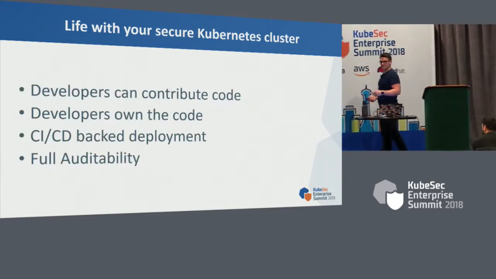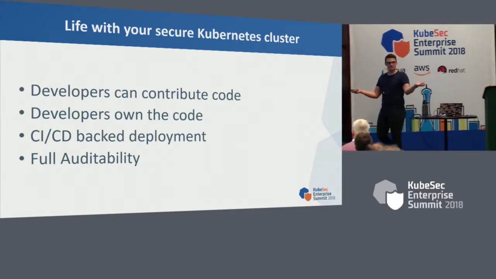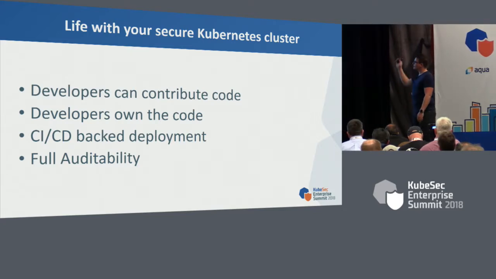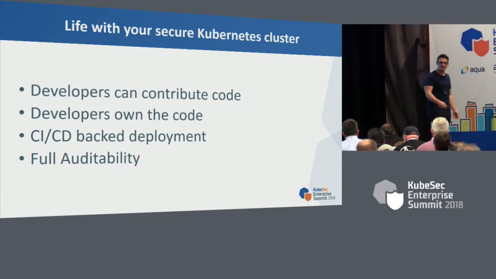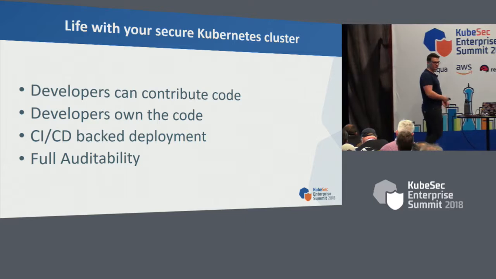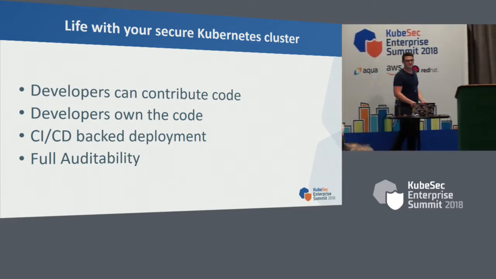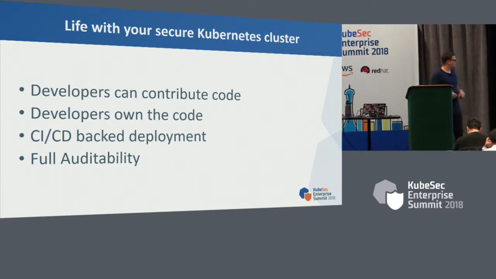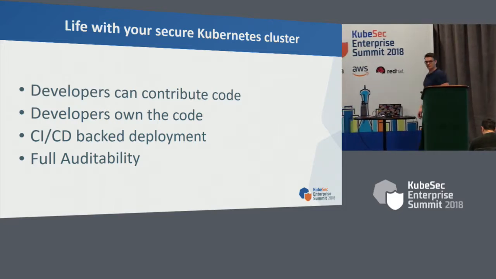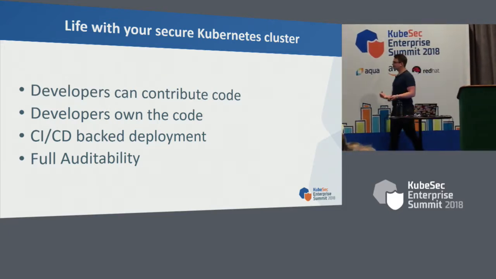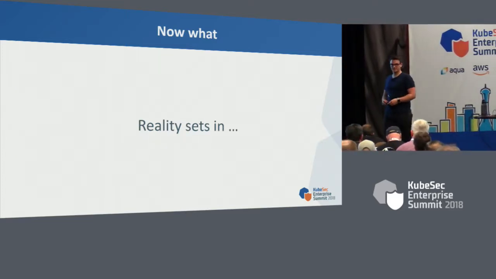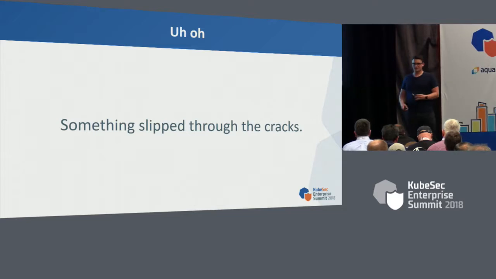And this is what it gives you. This is what everybody's life in here is like now. Developers can contribute code as much as they want. They can feel comfortable with it. They can own that code all the way to production. They get a little notification on their pull request when something fails. It feels wonderful. Your CI/CD is backing all of those deployments, and you have full auditability. Now everybody knows who screwed up production. I love it. It's wonderful. But reality eventually will set in, and some things slip through the cracks.